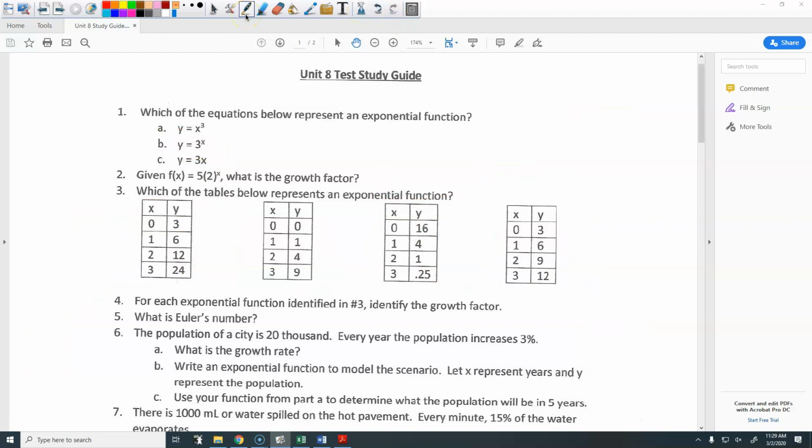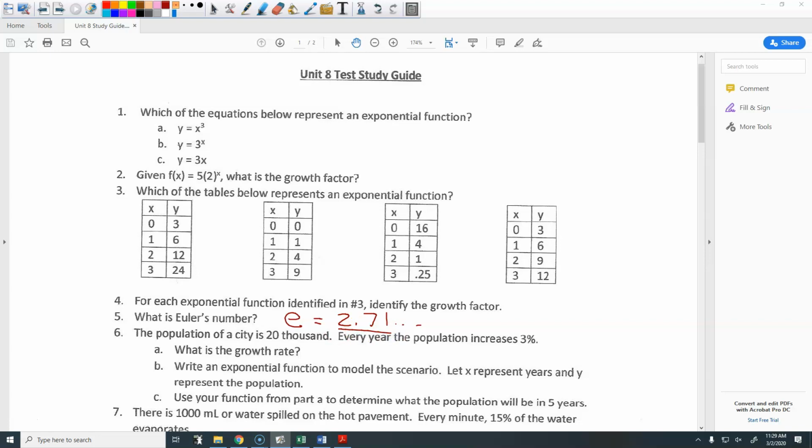Okay, number 5, I mean. What is Euler's number? Well, we use the letter E to represent Euler's number, but I want you guys to be aware that it's approximately 2.71 on your test. You should know that it's just a number. Okay? Let's go ahead and take a look at number 6.